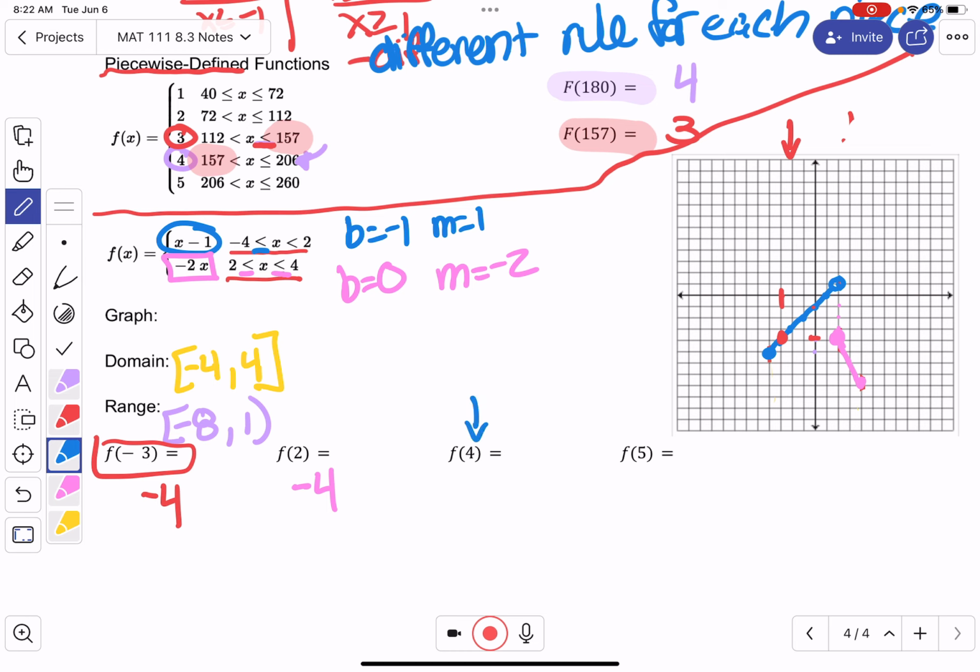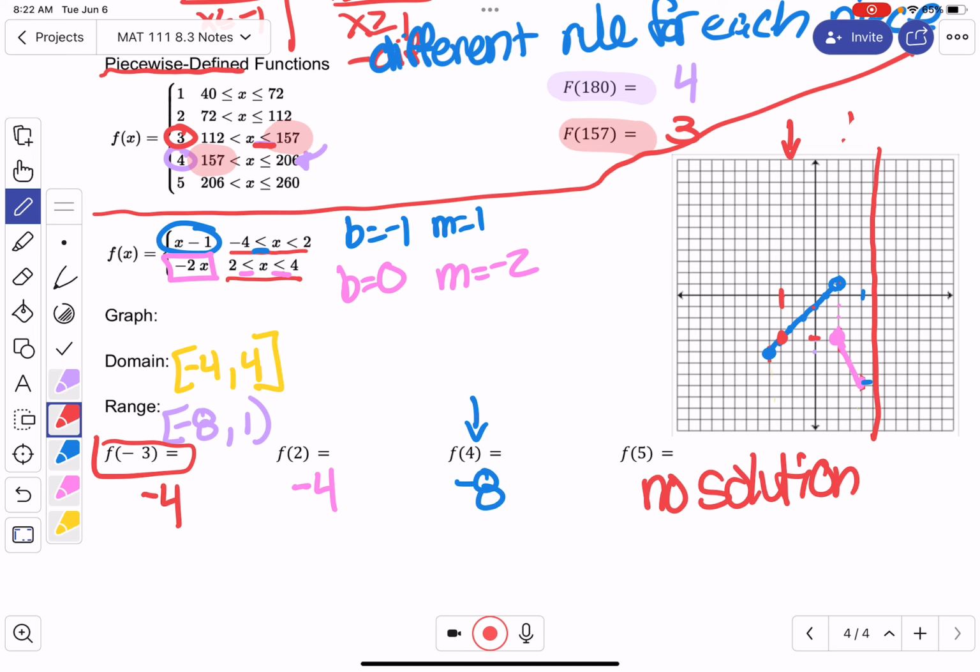F of 4 means when x is 4, what do we find? So we go down to the bottom there, -8. And then when f is 5, there is nothing. That's not in our domain, so there's no solution there because our graph doesn't reach that. So that is 8.3. Let me know if you have any questions.